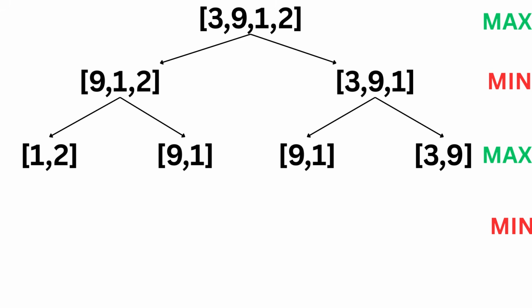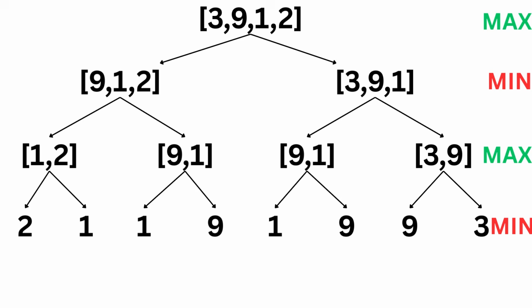Similarly, if it chooses 3, 9 and 1 will be left. And if it chooses 1, 3 and 9 are left. Now it's max's turn. It can choose between 1 and 2, 9 and 1, or 3 and 9. Now finally it is min's turn and it has only one option to choose. And when it chooses the last coin, the game will terminate. So far we have constructed the complete game tree.